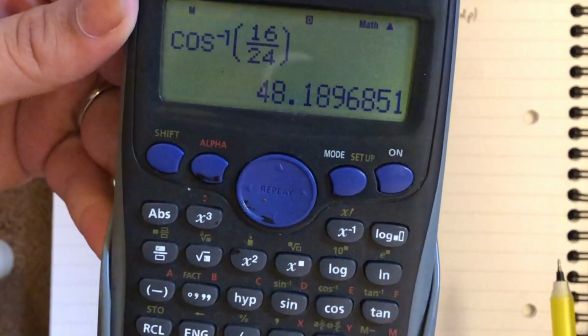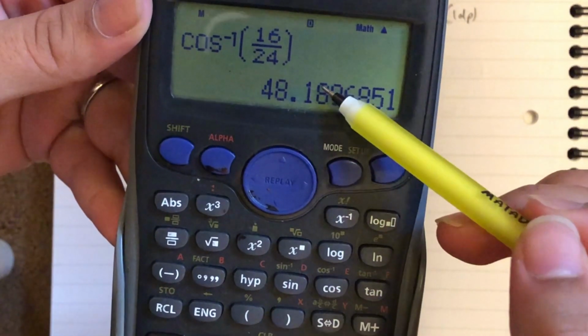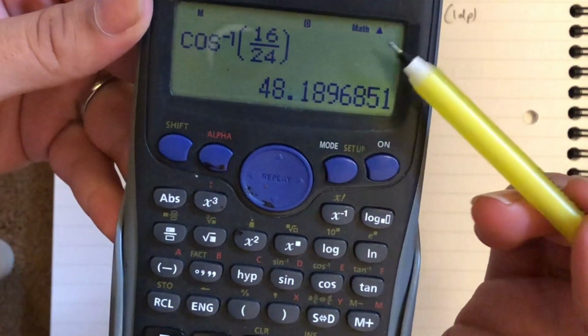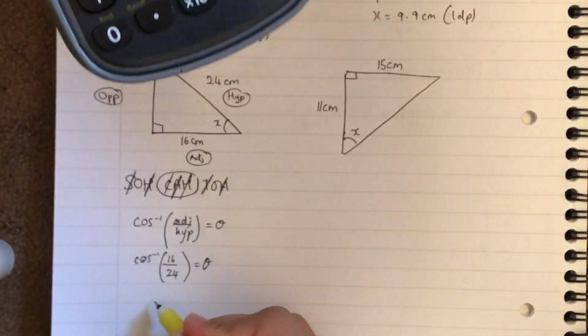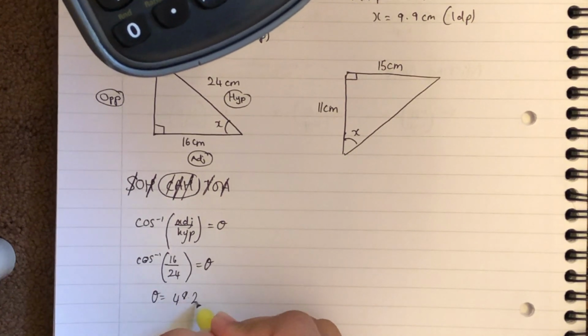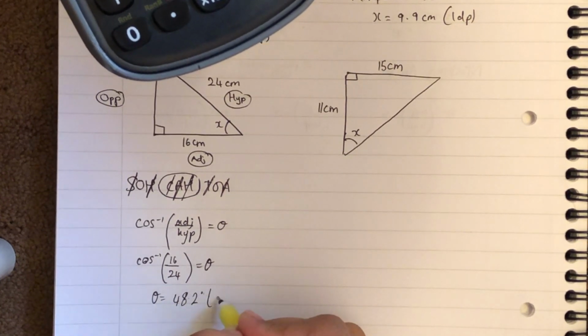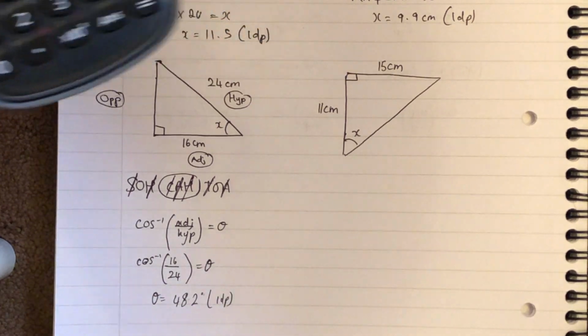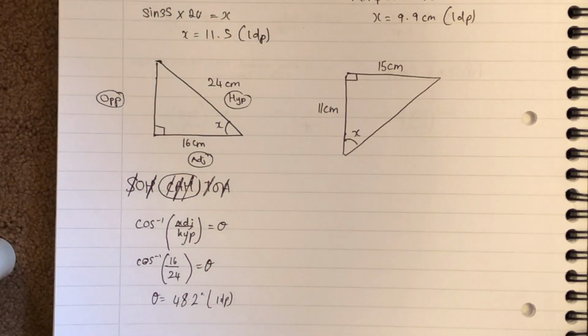48.189. And since I want my answer to be one decimal place, the number after the 1 is bigger than 5, so the 1 will round up and give me 48.2. So theta is equal to 48.2 degrees to 1 decimal place. Okay, that's my answer. So now let's practice another question.